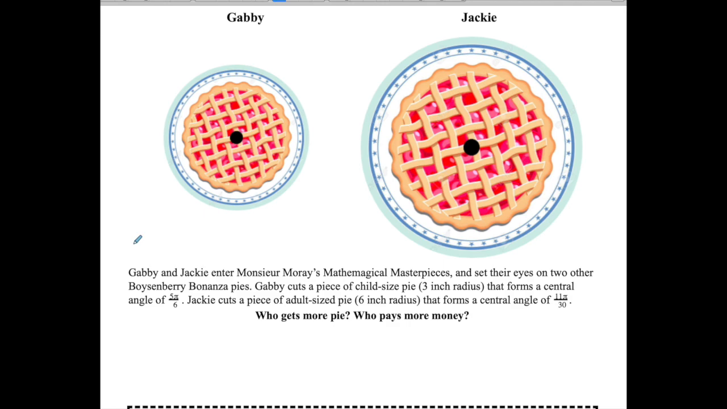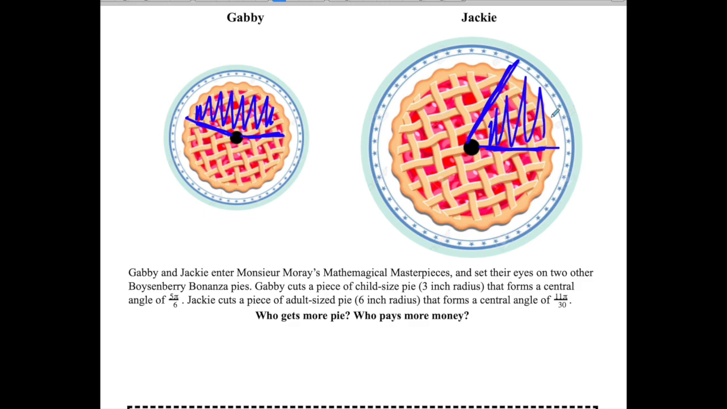So first, what I want you to do is this. I want you to think about if you were to draw this. Let's see if we can draw this. 5 pi over 6. Well, pi is 180 degrees. So this is almost 180, but not really. It's 5/6 of that. So this is Gabby's slice. And now Jackie cuts a slice that's 11 pi over 30. And 11 pi over 30, well, that's about 33 would be, 11 over 33 would be a third. So it's a little bit less than a third of pi.